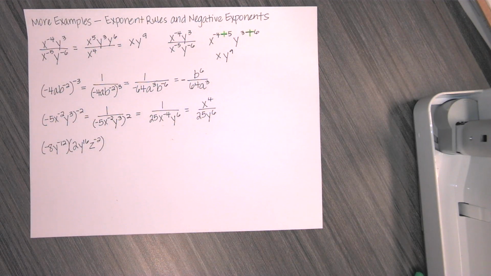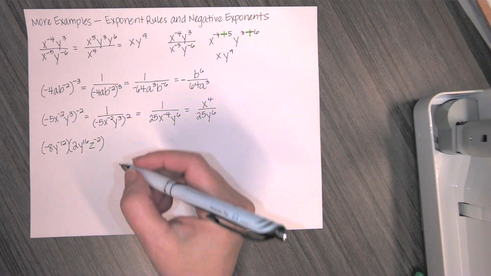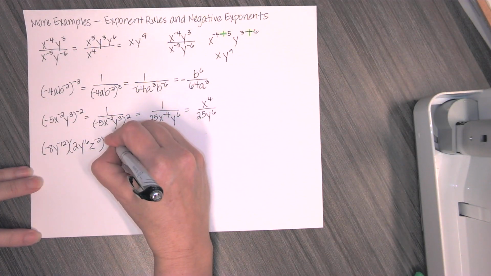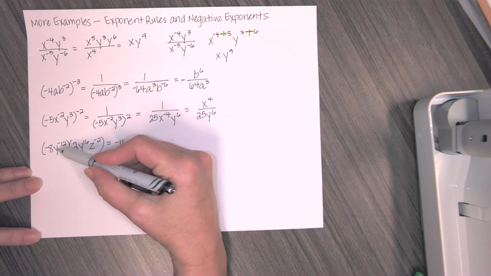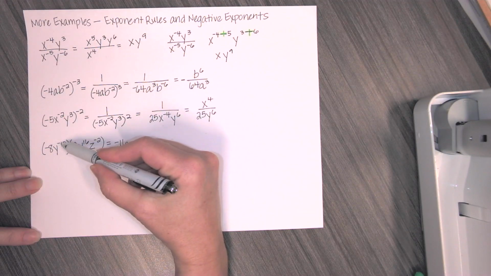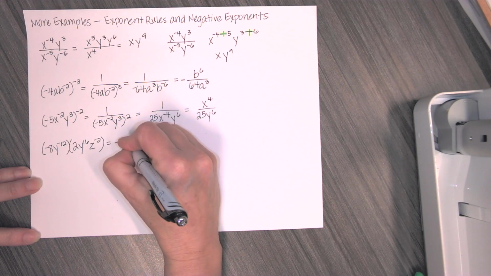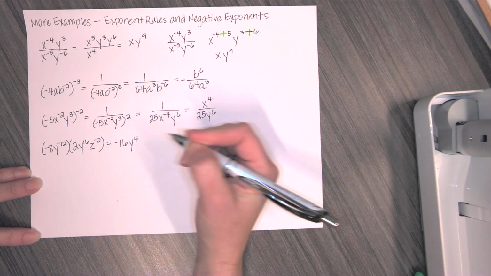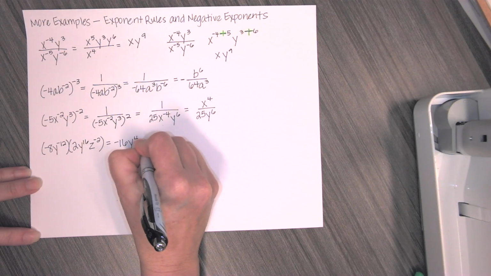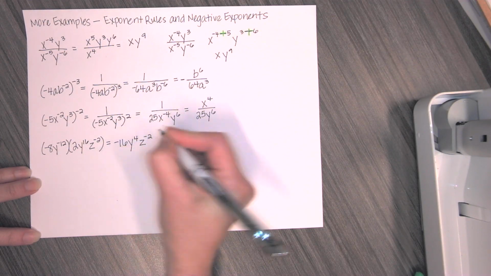Okay, so this just looks like a multiplication problem. So we're going to follow our rules for multiplying. We multiply the coefficients in the front. We add exponents of anything that have the same base. So negative 8 times 2 is negative 16. We've got y's here. A negative 12 plus 16 is positive 4. Don't have anything to add to my z's, so I'm just going to put the z to the negative 2 there on the end.